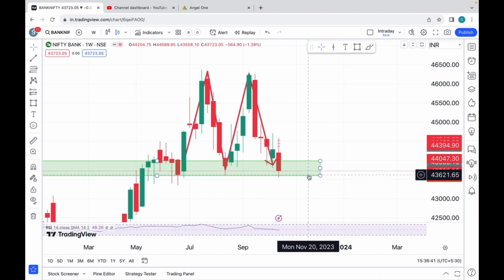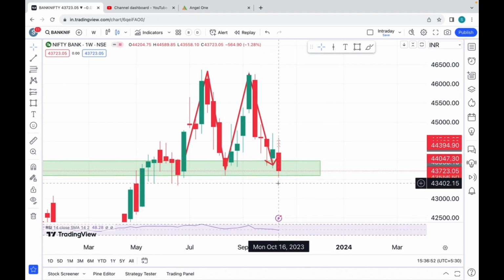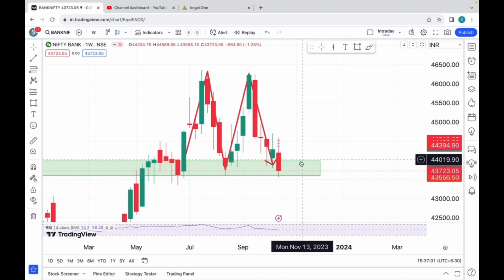It will usually tend to test this support area. As many times as it gets tested, it tends to get weak because of multiple testings. So even based on this candle, we cannot take any proper step, because this candle is still within this box, within this support area.